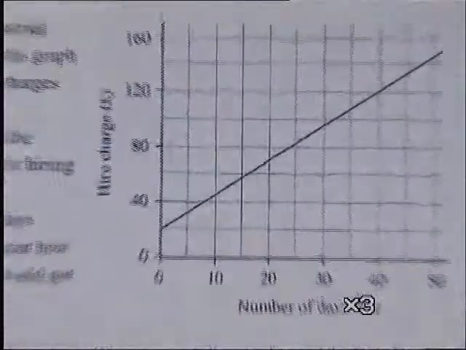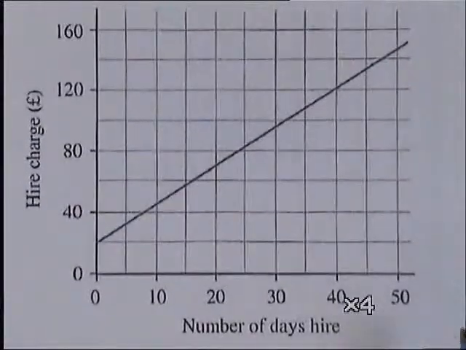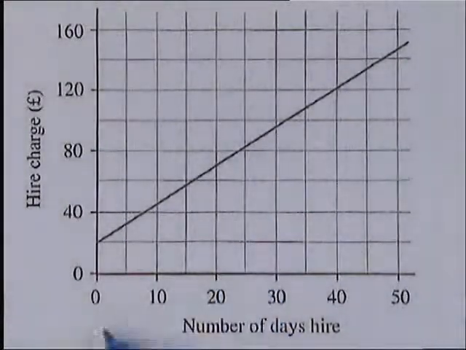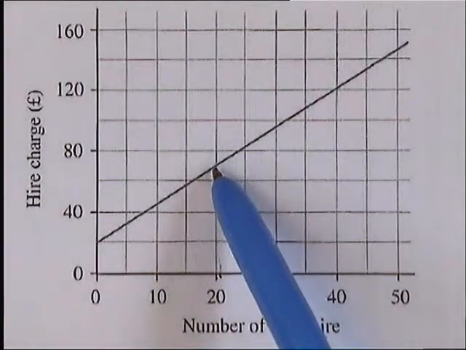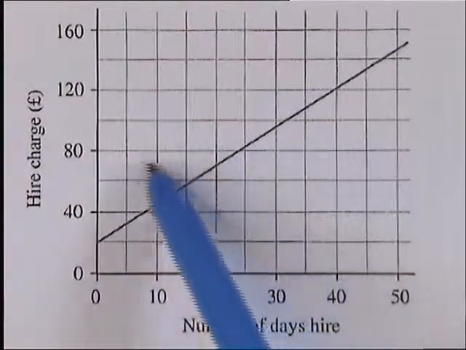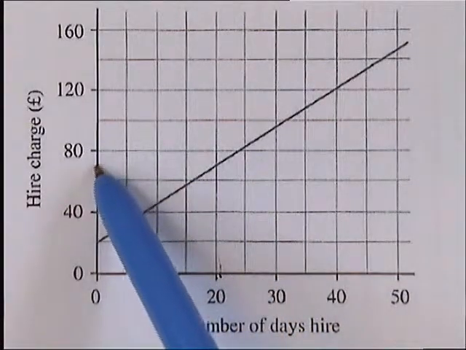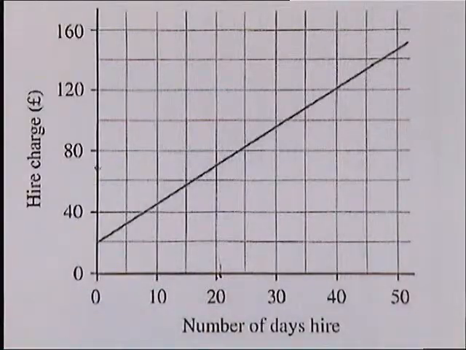So if we look at the graph, it's a bit like a conversion graph. If I hired a heater for 20 days, I can find 20 on my number of days section of my graph. I can go up to my line on my graph, and I can go along over here and I can find out what the cost would be in pounds. So there are some questions over here I have to do like that.